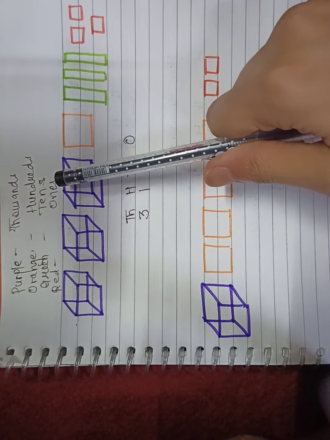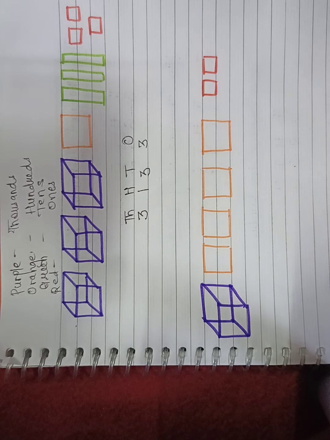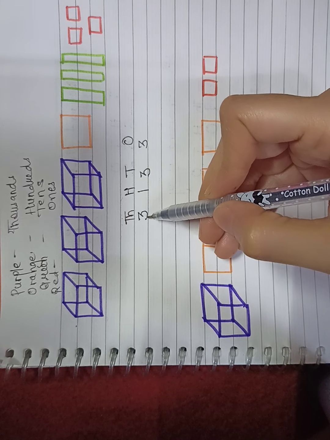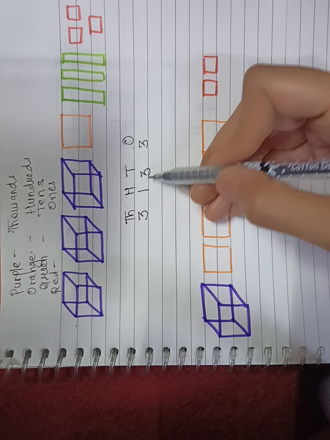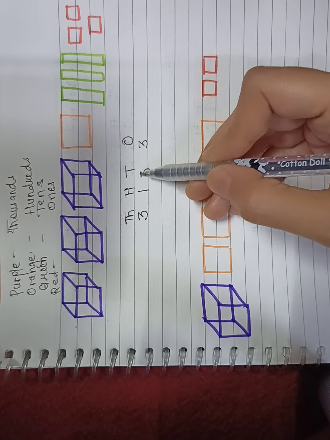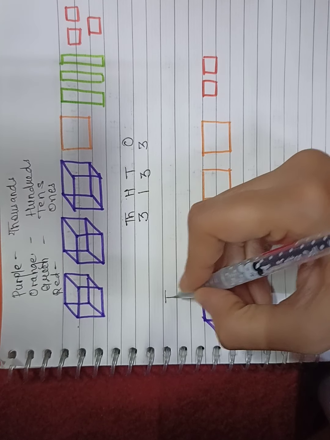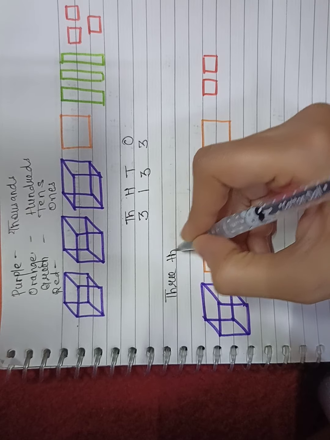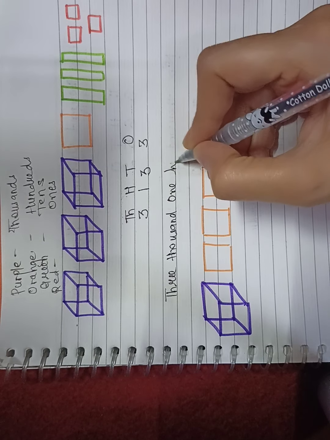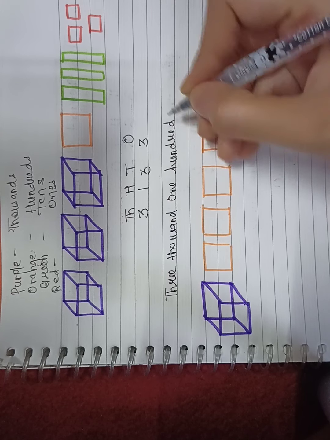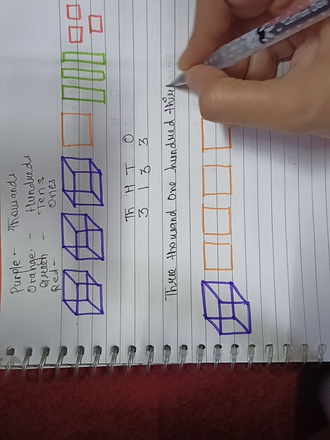So I have written the digits and their places. Can you read out the number name? The number name is 3133.